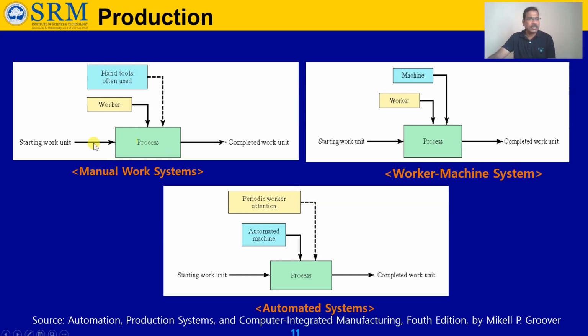Manual workstation: completely input and output processes will be done by the worker. He may or may not use hand tools to do some operation. In a worker-machine system, a worker will be there, and a machine will also be involved in the manufacturing process. But in the third one, the automated system, automatic machines are mainly involved, and the machine is automatically programmed by the programmer. Then the machine will do all the operations continuously, and we are able to fabricate.